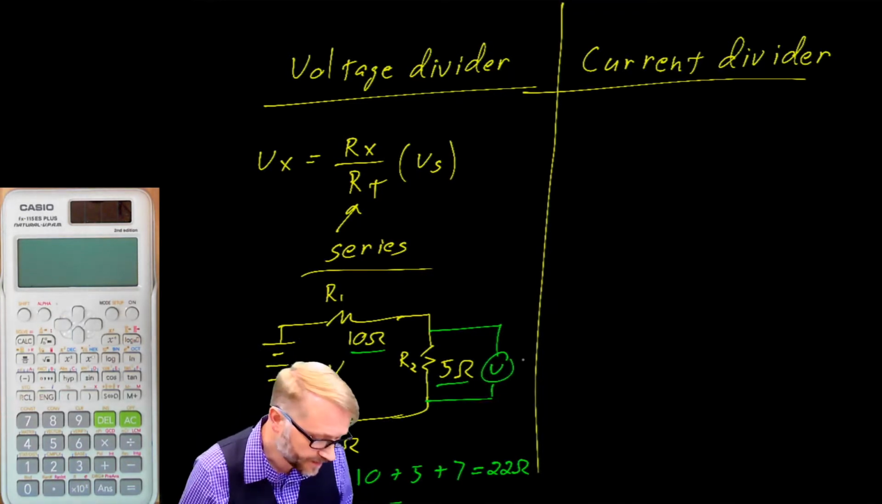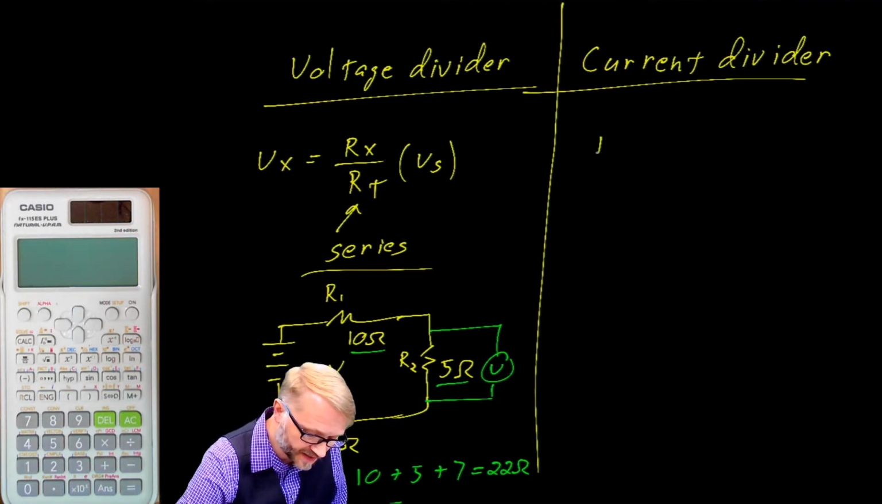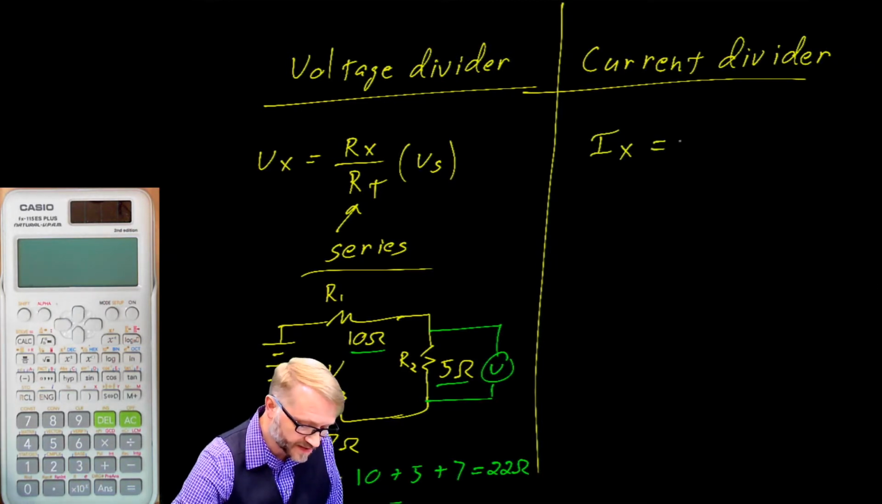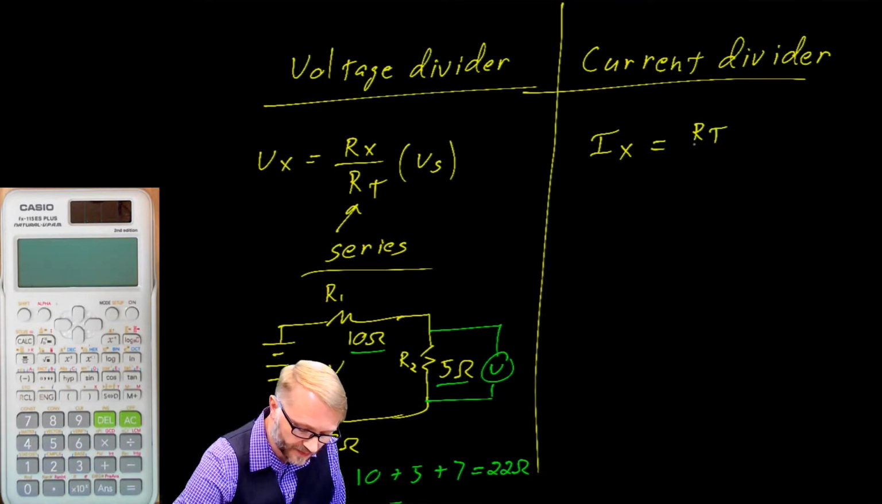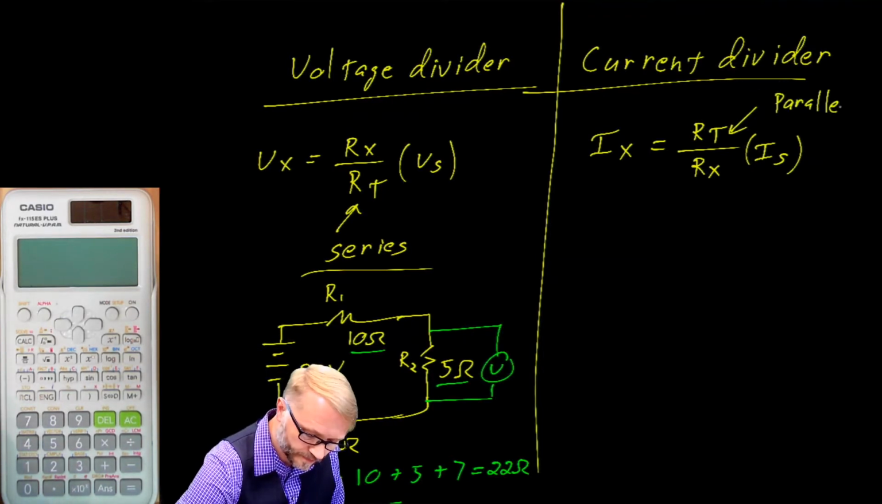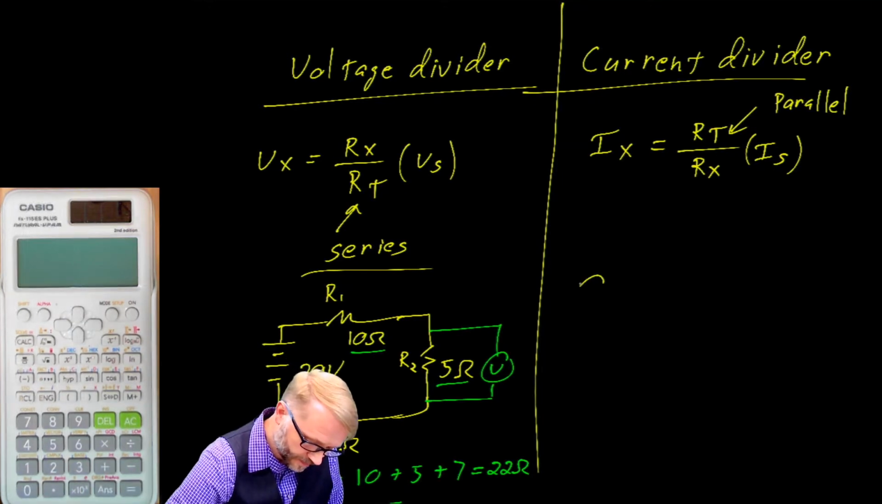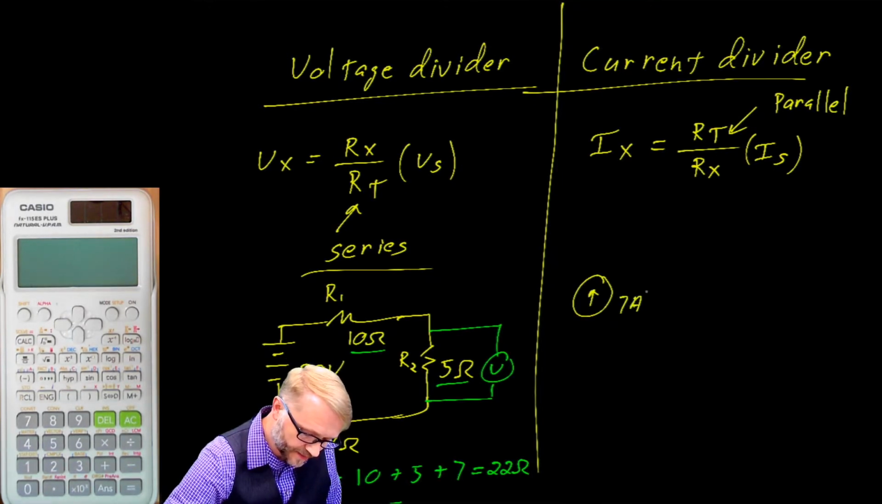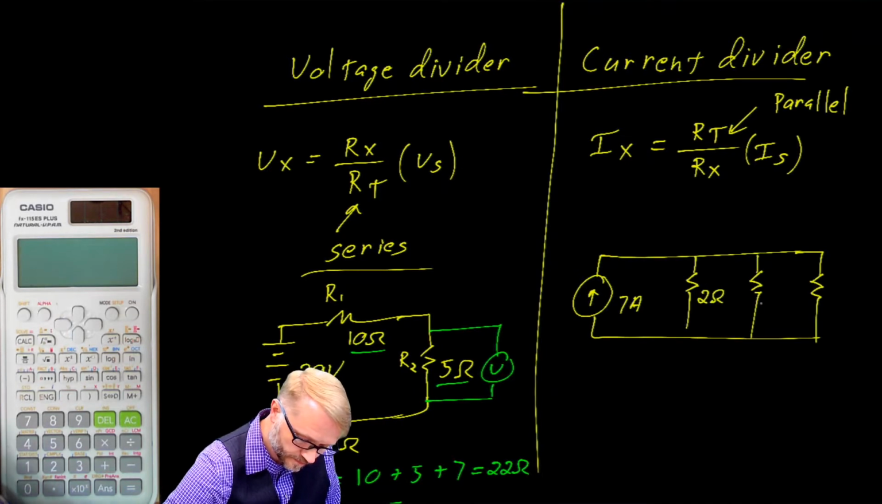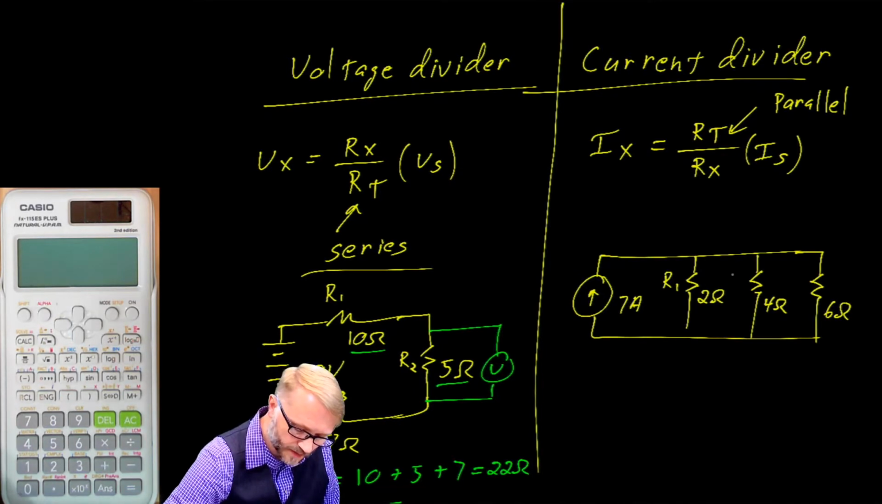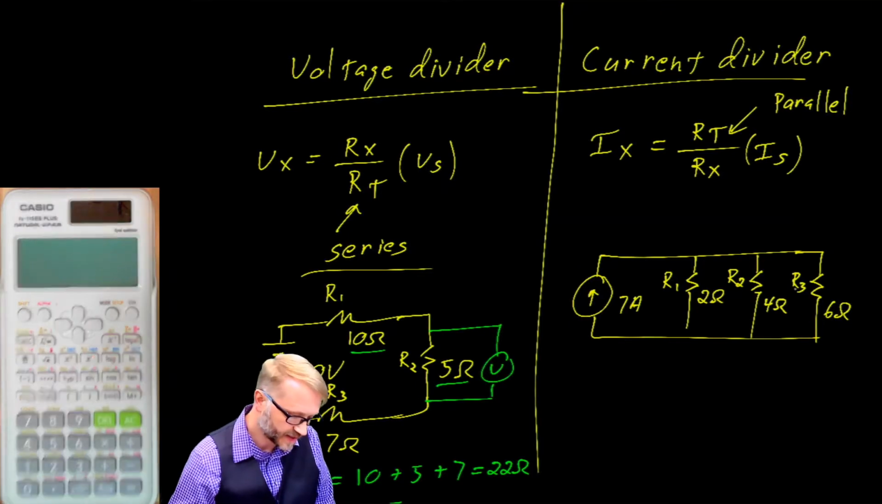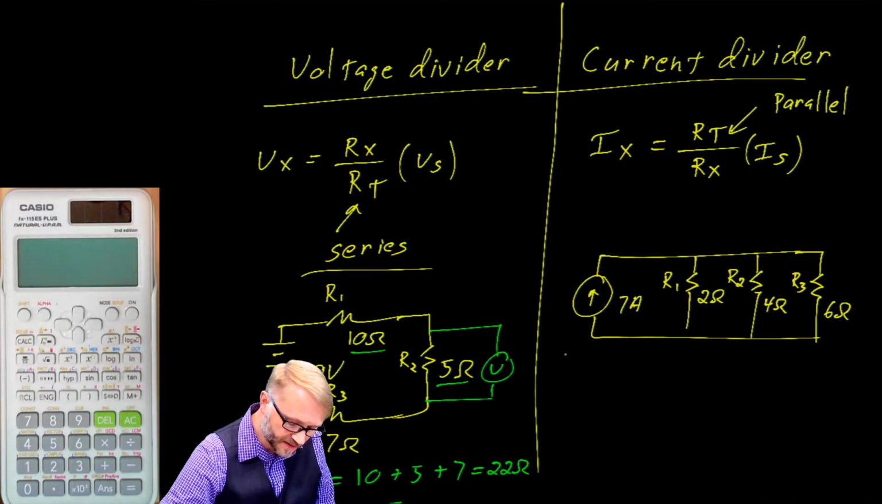The current divider is for parallel circuits. It tells us that the current of interest is equal to the total resistance of the parallel piece over the resistor of interest multiplied by the source. Again, be careful. This T right there is the parallel piece. Here's an example. Let's let this be 7 amps. We'll let an R1 be 2 ohms, an R2 be 4 ohms, and an R3 be 6 ohms. And this is an ideal current source.